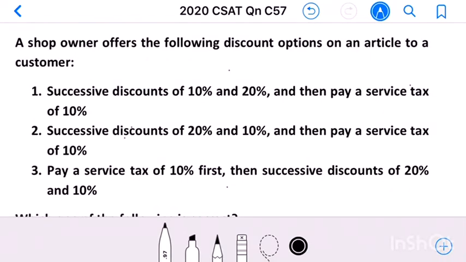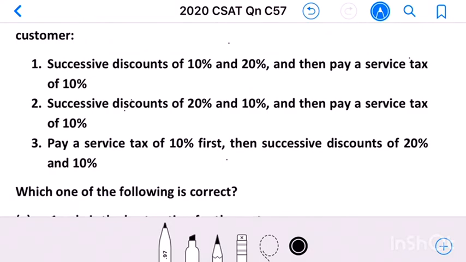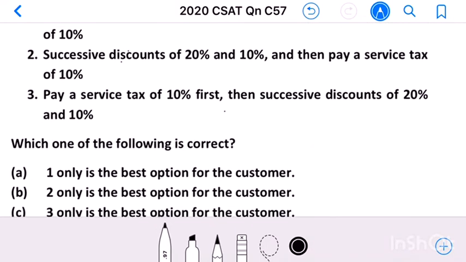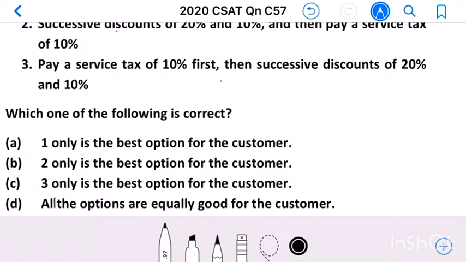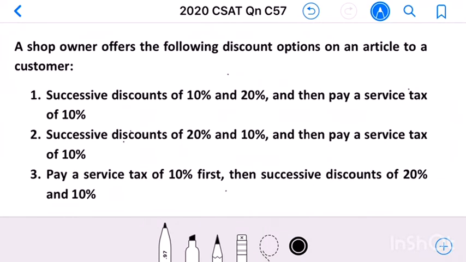Question number 57. A shop owner offers the following discount options on an article to a customer. These are the 3 discount options given. Then which one of the following is correct? Here we have to find which of these discount options is good for the customer. To solve this question, let us take the cost of the article equal to 100. Then successive discounts of 10% and 20%, and then pay a service tax of 10%.